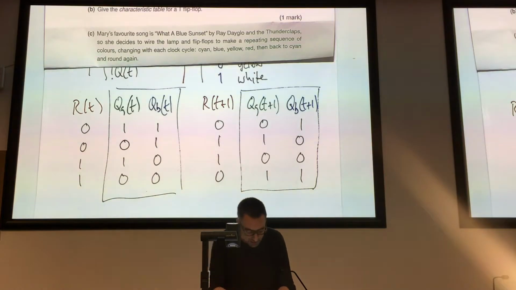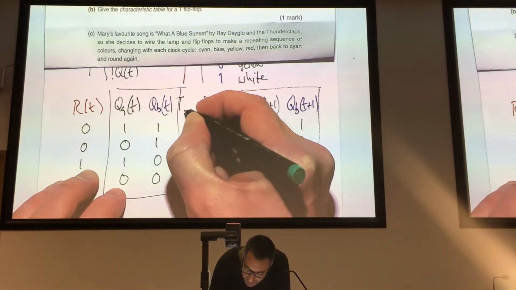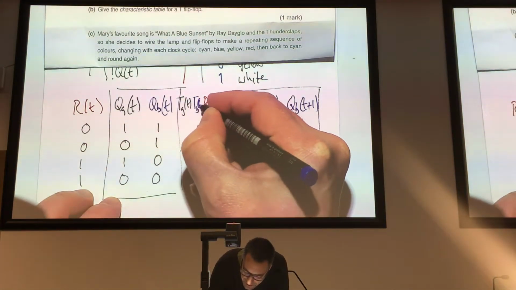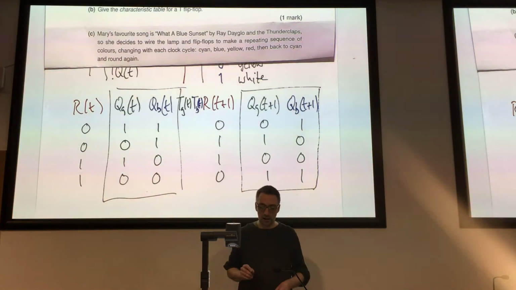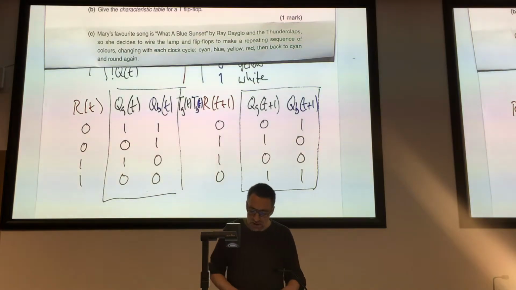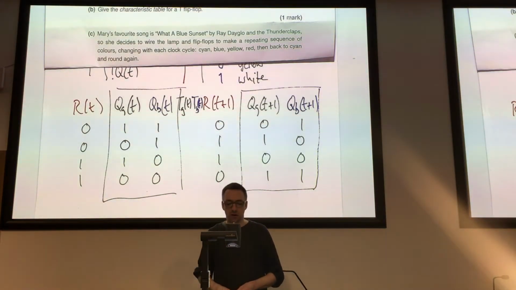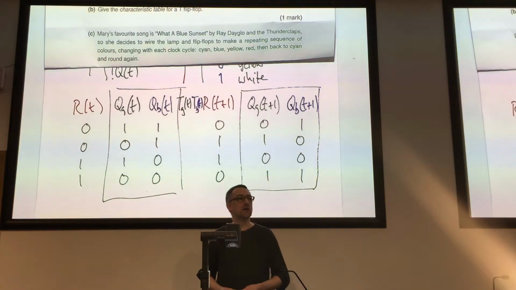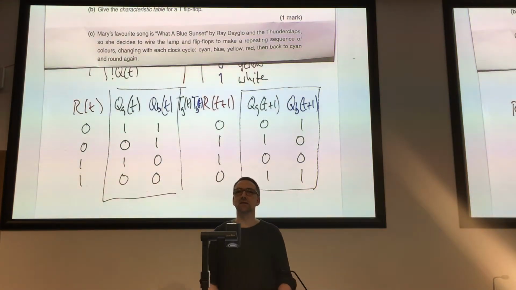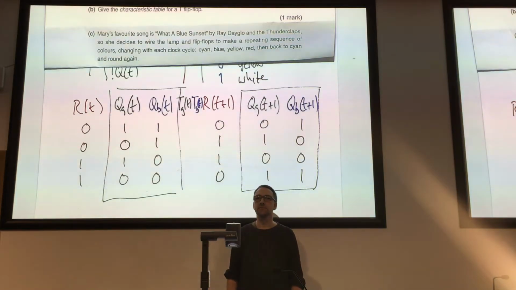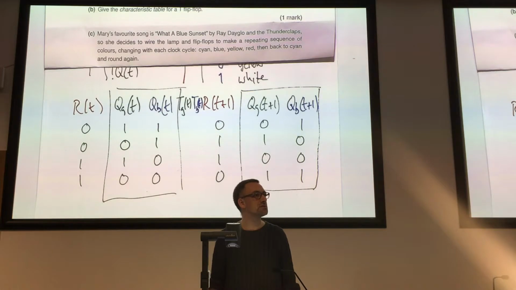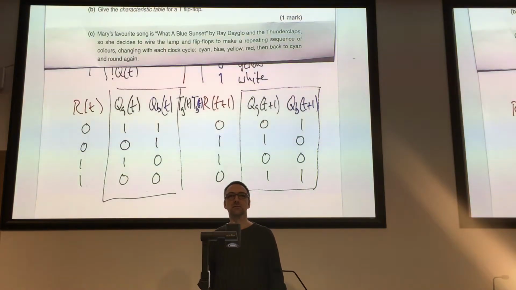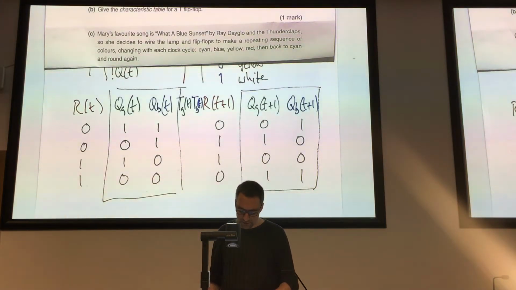Okay, I've painted myself into a little bit of a corner by drawing those boxes, because what I want to do is add some columns for TG of T and TB of T. Okay? So what we need to do in each situation is figure out what change is happening to each of the flip-flops. And then if we know what change is happening, we ought to be able to figure out which T signal would make that change happen. Okay? That's how you do these questions.